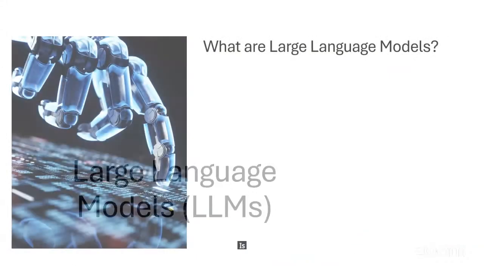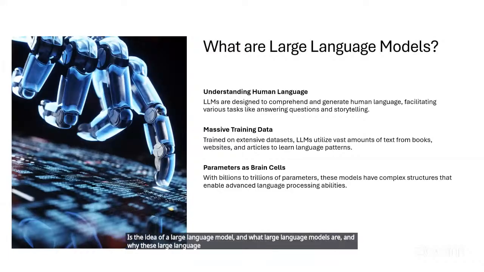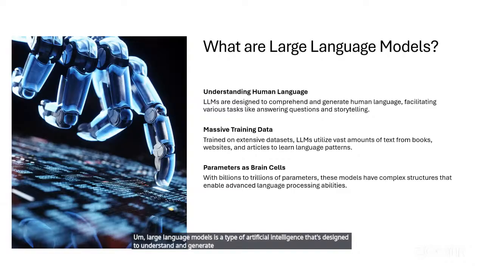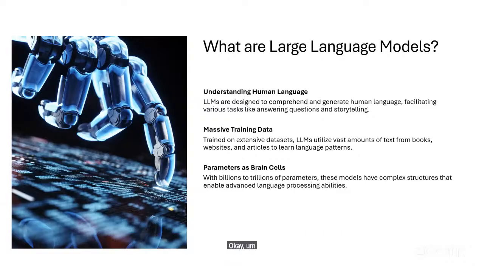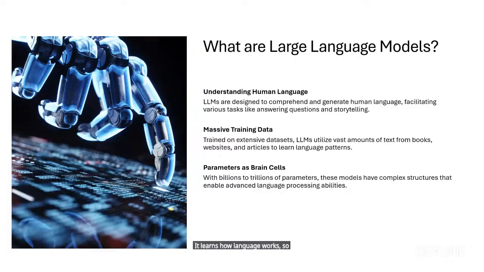is the idea of a large language model and what large language models are and why these large language models are important. Large language models are a type of artificial intelligence that's designed to understand and generate human language. Think of them as a super smart robot that has read almost everything on the internet. It doesn't just memorize facts, it learns how language works so that it can answer questions, it can write stories, it can translate languages, and it can even chat like a human being.